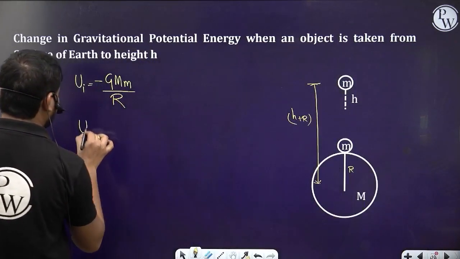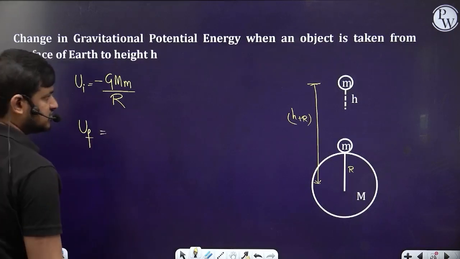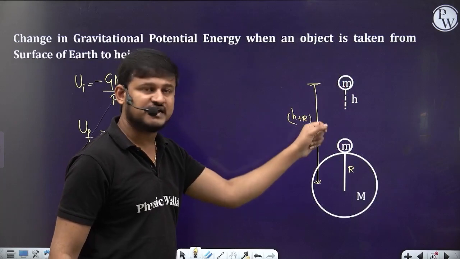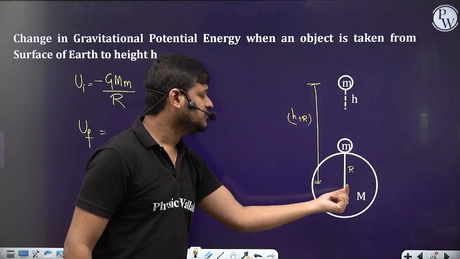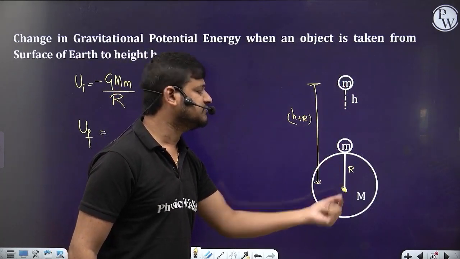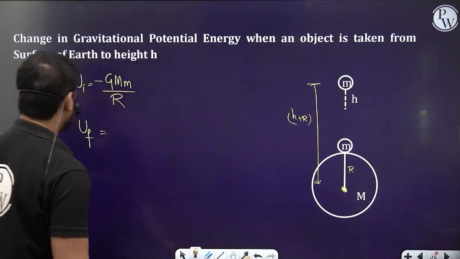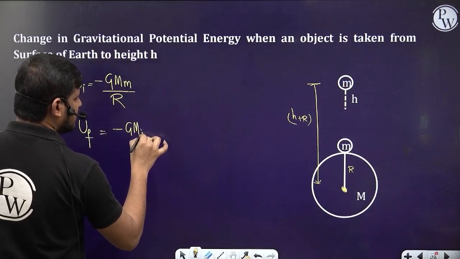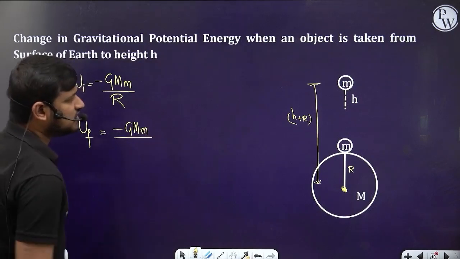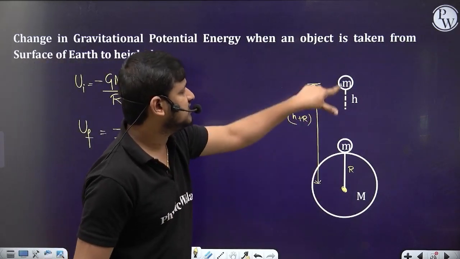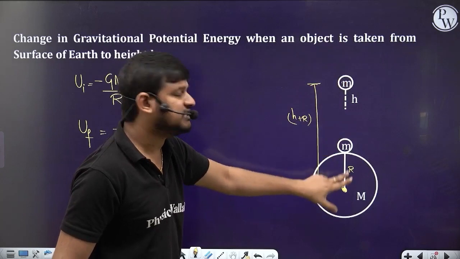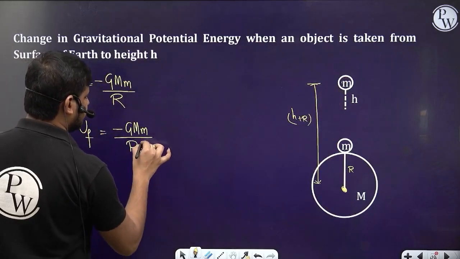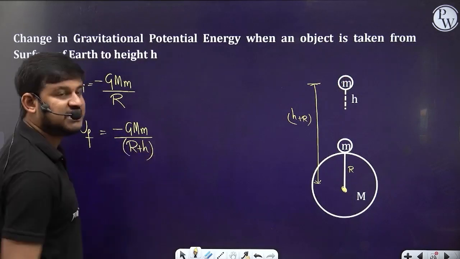So U final will be equal to, when the object has been taken to some height h from the surface of the earth, then the total distance becomes, you have to calculate the height from the center of the earth, guys, always. So minus G, again the mass of the earth and the mass of the object. Now the distance between these two, center to center, you should take always, which is r plus h. I am writing r plus h.